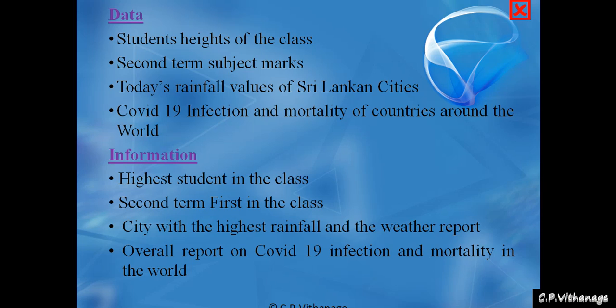So the third example I have given is today's rainfall values of Sri Lankan cities. You can take each and every city's rainfall and compare it, and come up with the highest rainfall in this area. Okay, we say in the Jaffna area, today there was 100 millimeters of rainfall. Likewise they will tell some of the highest and lowest rainfalls here and there, and at the end they'll say the highest rainfall happened in the Jaffna area today. Like that they will give a report.